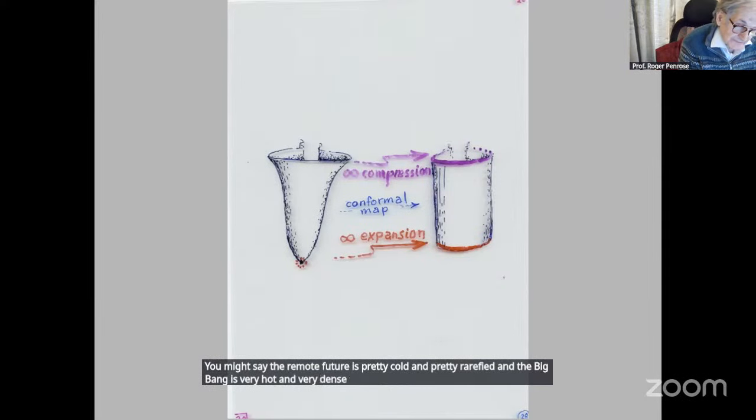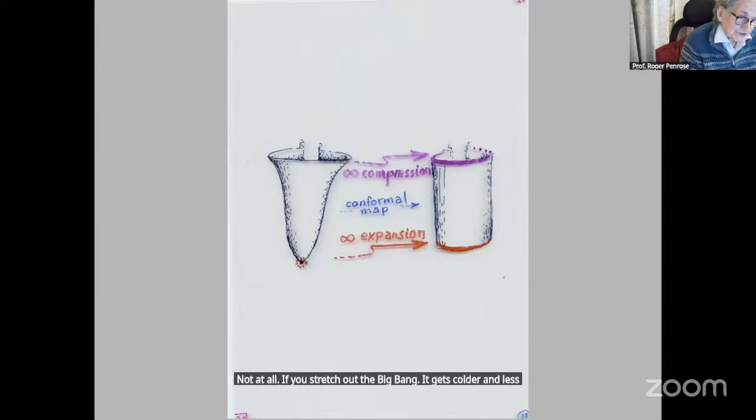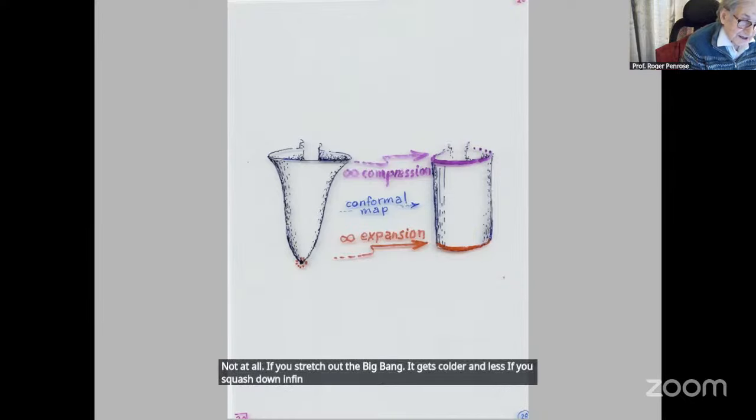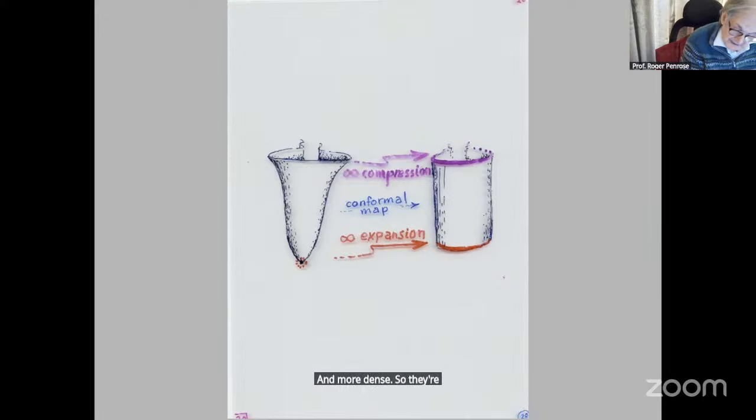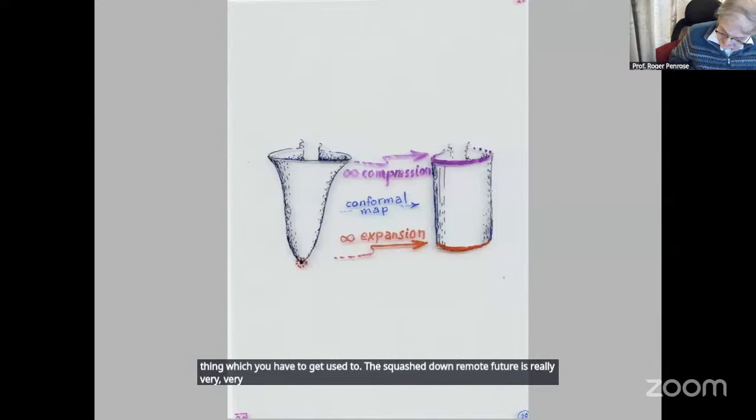What could be more different? Not at all. If you stretch out the Big Bang, it gets colder and less dense. If you squash down infinity, it gets hotter and more dense. So they're actually not very different. That's a surprising thing which you have to get used to. The squashed down remote future is really very, very like the stretched out Big Bang.